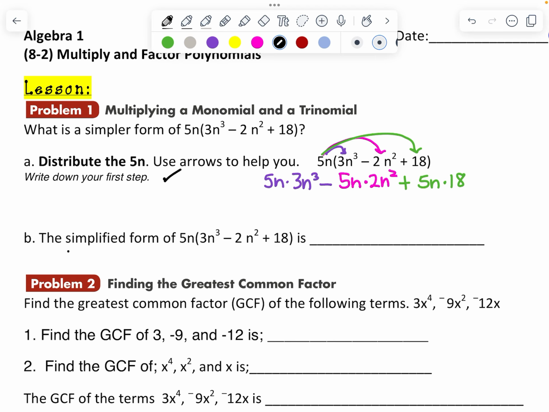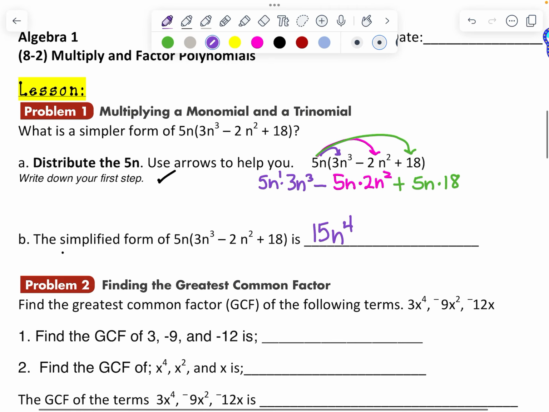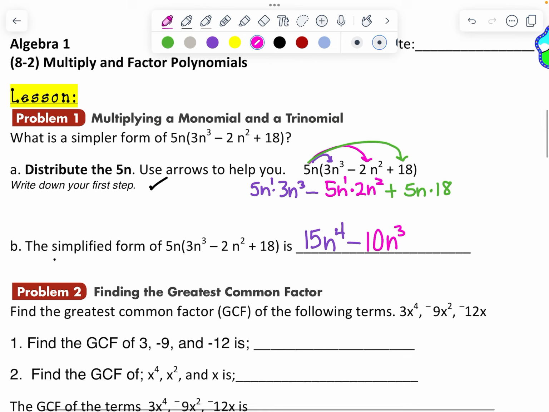I'm going to take this first term in purple, and we're going to write that as 5 times 3 is 15, and n to the first power times n cubed is going to give me n to the 4th. Bring down the minus sign. The second term is going to be 5 times 2, which is going to be 10. And then we have an n to the first times n squared, which is going to be n cubed.